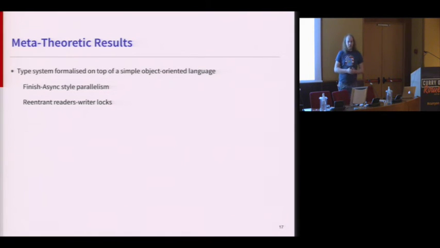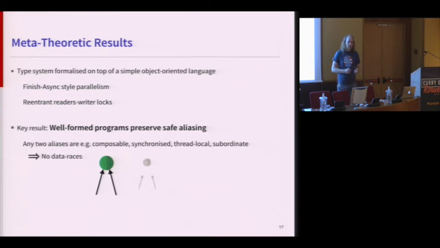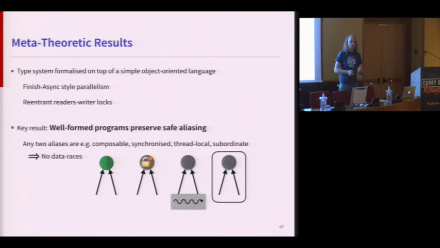Now, very briefly, we've formalized a simple object-oriented language with structured parallelism and reader-writer locks. And then we put this type system on top. And the main property we show is that well-formed programs preserve what we call safe aliasing. So basically that means that two aliases will always be composable, so they're accessing disjoint parts, or they will be synchronized using a lock, or they will both be thread local, and so on and so forth.